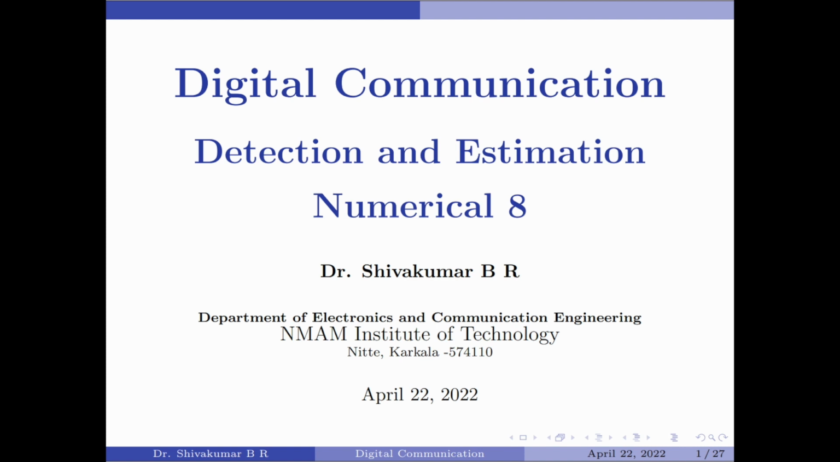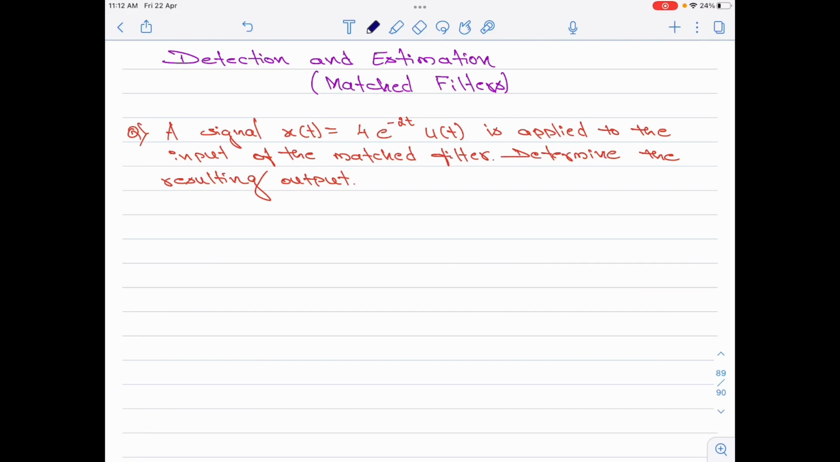In this video, I'm going to take up a numerical on matched filters. Please note, this is one of the previously asked MSA questions. Let me reread the question first. A signal x of t equal to 4 e to the power of minus 2t multiplied by u of t is applied to the input of the matched filter. Determine the resulting output.